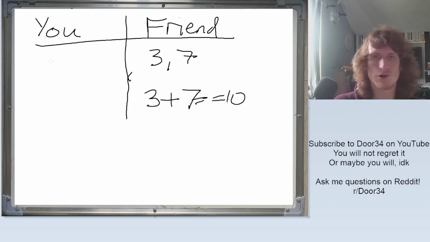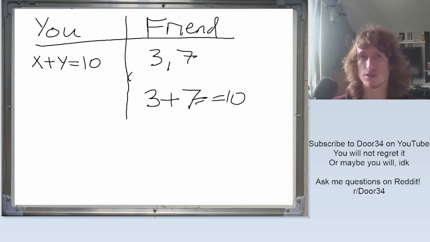Now, from your perspective, what you're hearing is that x plus y equals 10. Alright, so simple enough, and I told you that there is not enough information here for you to be able to accurately tell them what their numbers are. You can tell them a relationship between their two numbers, but you can't tell them exactly what their numbers were. You're going to need a little bit more information than that.